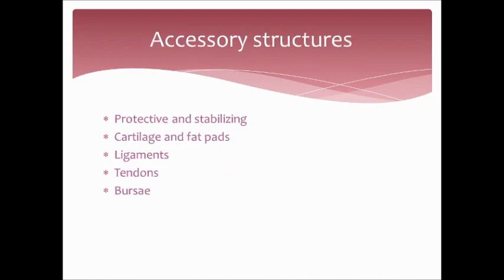Accessory structures, like we said, function to protect and stabilize joints. Some examples of accessory structures are cartilage and fat pads, ligaments, tendons, and bursae.